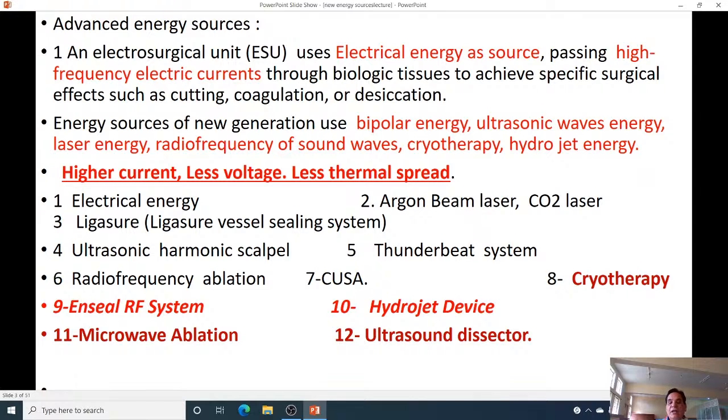The hydrojet device, where the pressure of water is used to break the tumor. Microwave ablation: again, waves are used to ablate the tumor. That is tumor ablation, mainly used for palliative surgery. And the ultrasound dissector: by using ultrasound waves, you dissect the tumor. Okay, so these are the newer energy sources.